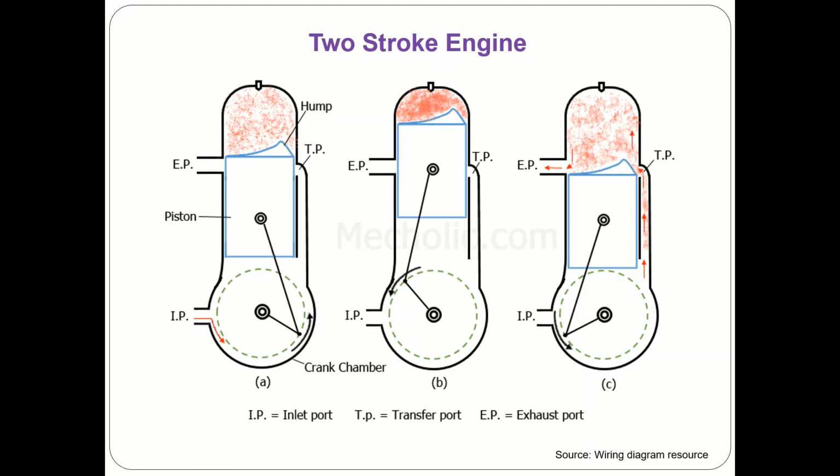There are three figures which you see here. The first figure shows the movement of the piston in the upward direction. The second figure shows the movement of the piston in the downward direction, and in the third figure the piston is again now moving in the downward direction, and the cycle is about to complete. Now let us start with the first figure.